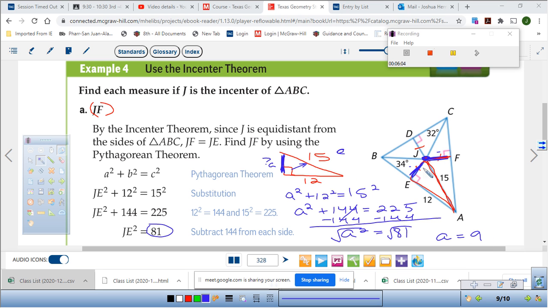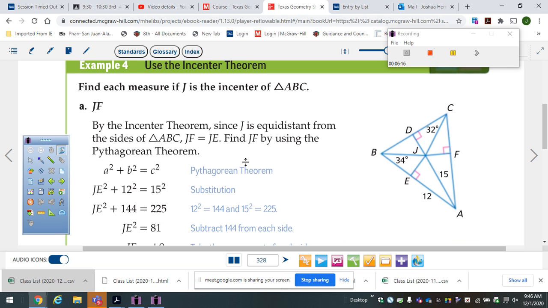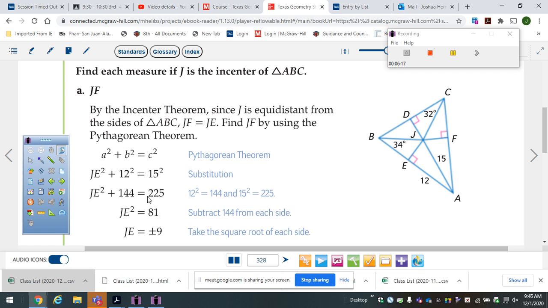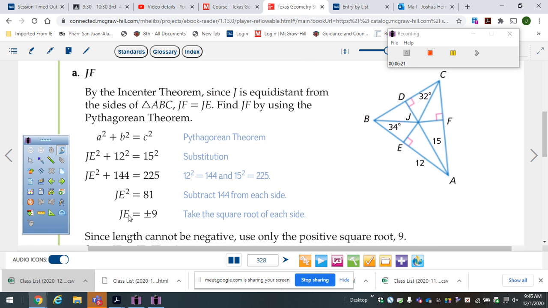Okay. So regarding that, I figured out this one to be 9, which is this one, right? 9. Well, then guess what this one has to be? 9 also. Okay, so look at that real quick. They did the same stuff we did. They got 9.